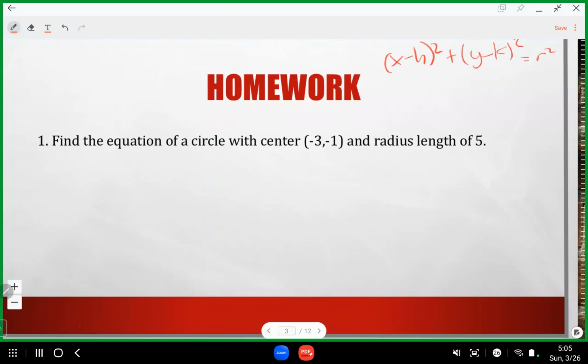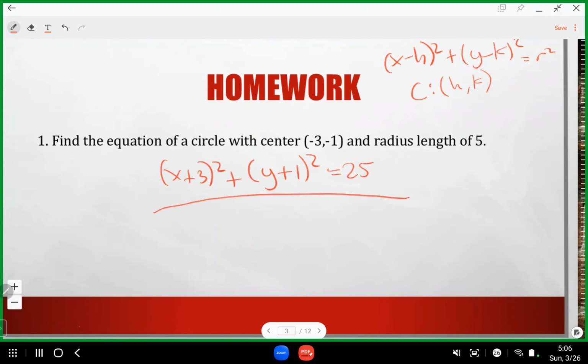The center is going to be (h, k), whereas (x, y) is just a general point on the circle, and r squared, of course, is the radius squared. So we're literally just given all the information we need, so we can just plug that in. Since -3 is h, you can see that it's (x plus 3) squared plus (y plus 1) squared. The radius of length 5, great. That's just going to be 5 squared, 25. So that's the equation of the circle right there. It was not too hard.